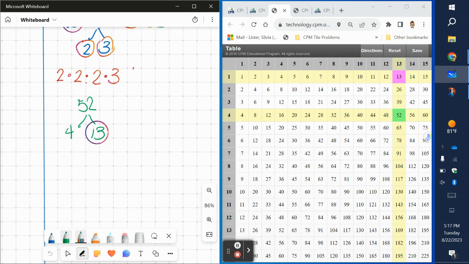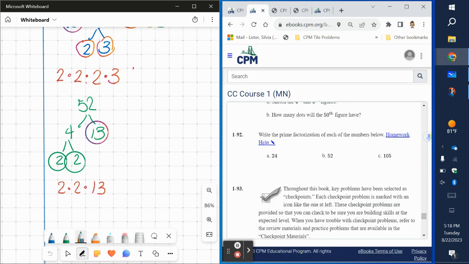And the nice thing about 4 is that 4 breaks up into 2 and 2, which we know already is prime. So my prime factorization is 2 times 2 times 13. So 13 is a little bit of a bigger prime number. And then we've got 105.